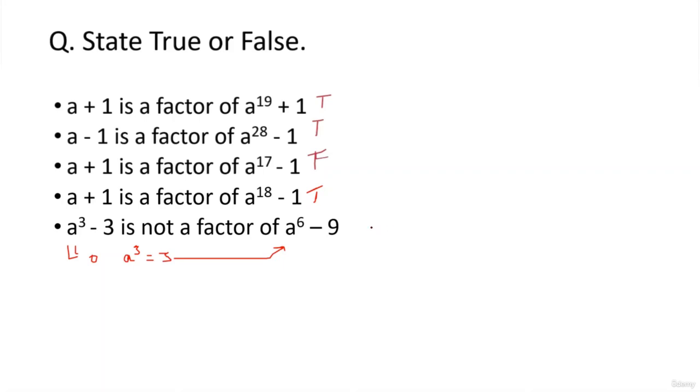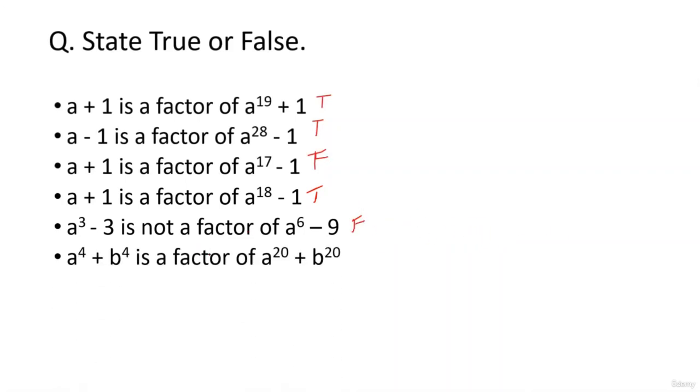Now guys, a raised to 6 is nothing but a cube the whole square, right? So it will be 3 square minus 9. 3 square minus 9 is 0. Right? That means a cube minus 3 is a factor of the given expression. That means the given statement is going to be false. So we just put it here, false.